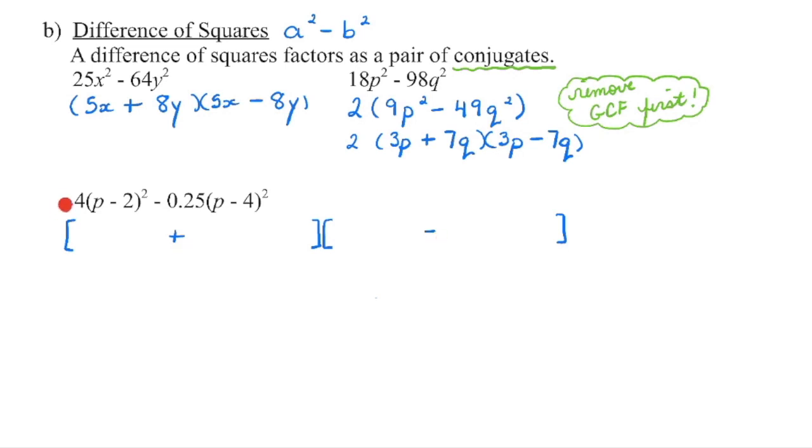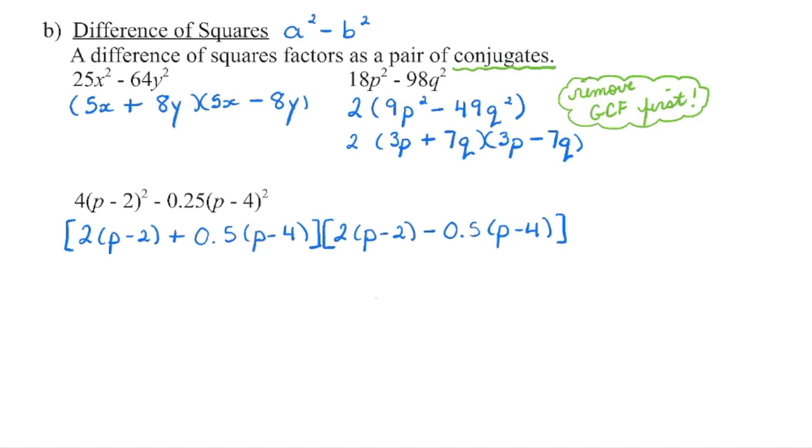Now, if I square root that first term, the square root of 4 is 2, and when I square root this, a square root cancels a squared, leaving me just with that p minus 2. So I'm going to go ahead and put that as the first term in each of those brackets. The square root of 0.25 is 0.5. And again, when I square root, I'm canceling that squared, leaving me just with that p minus 4.